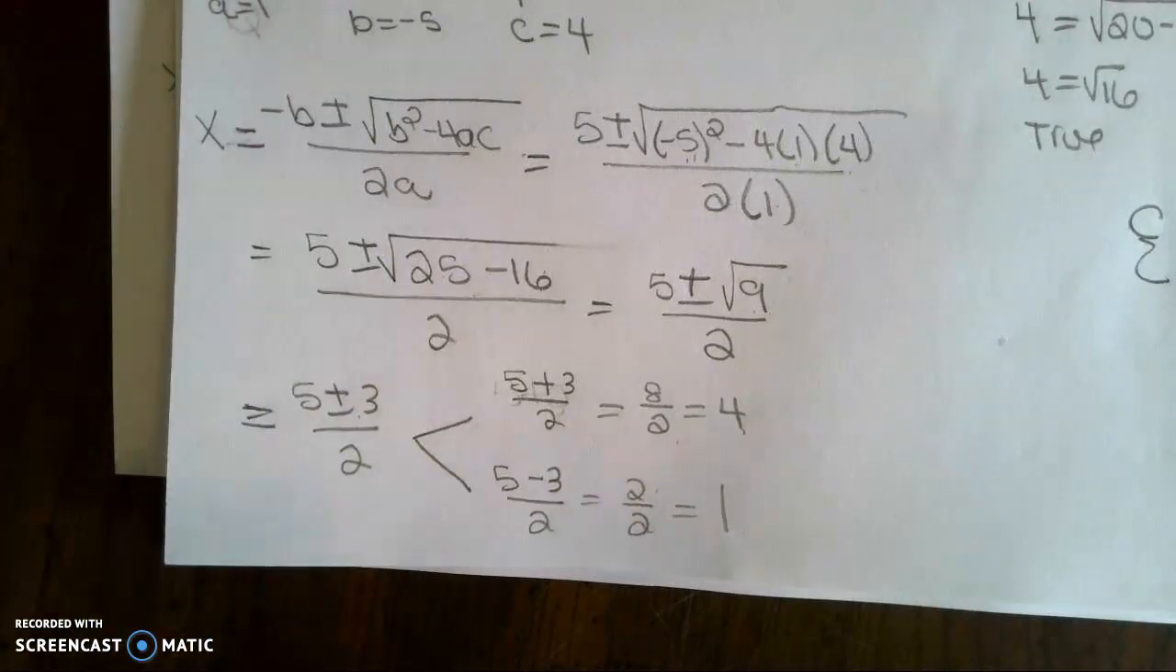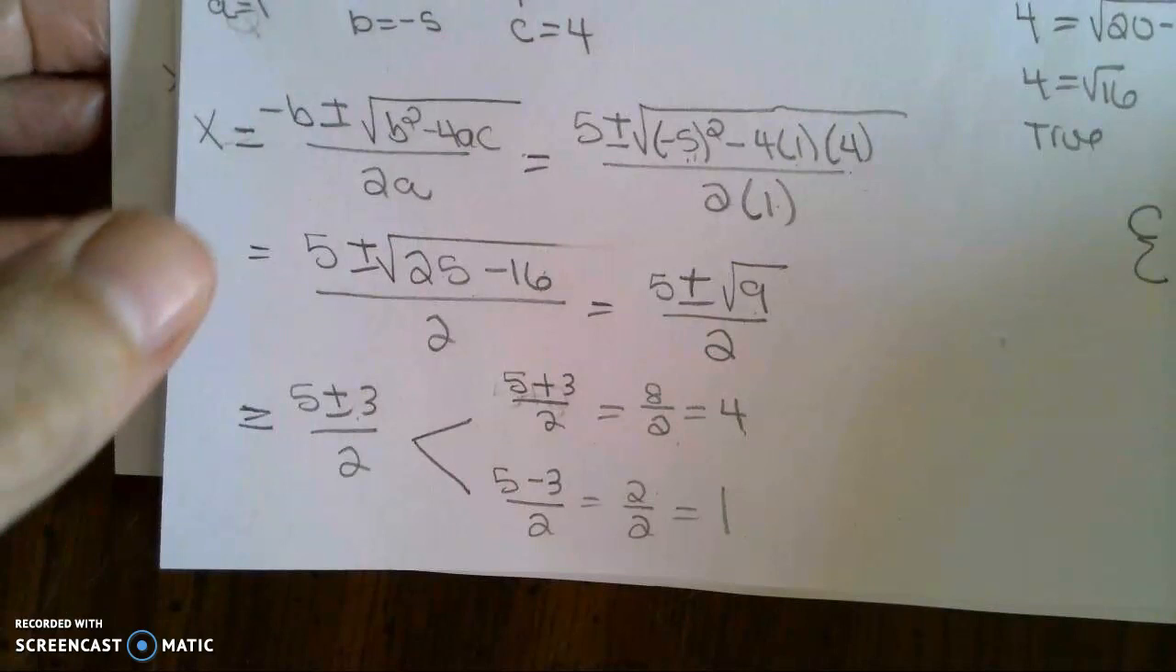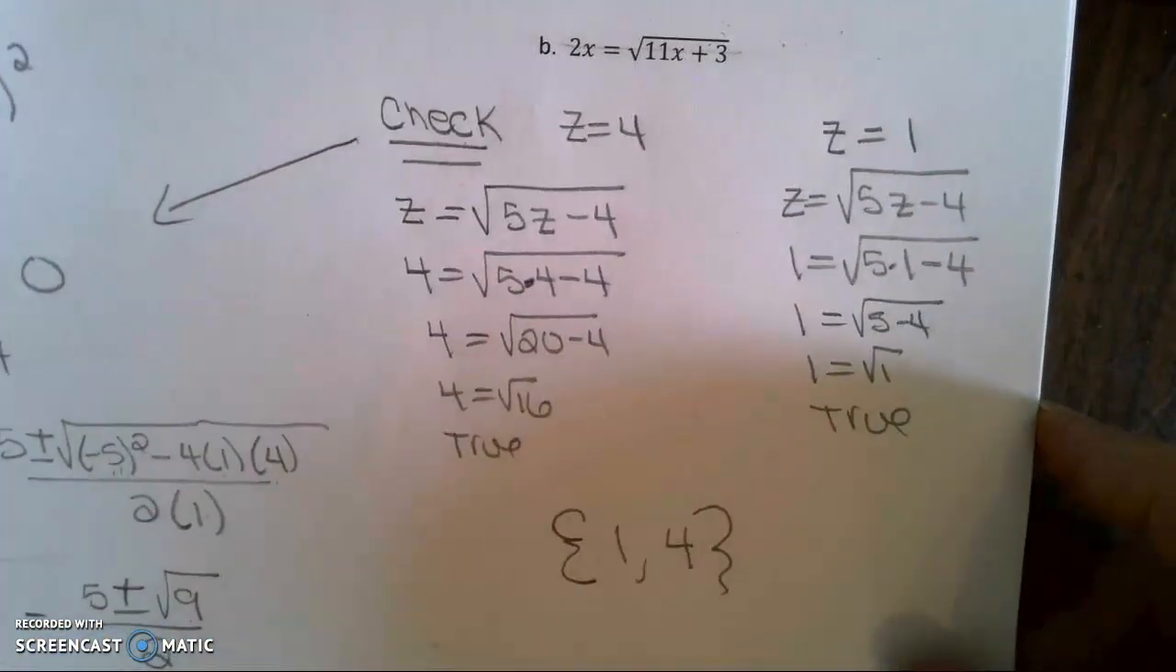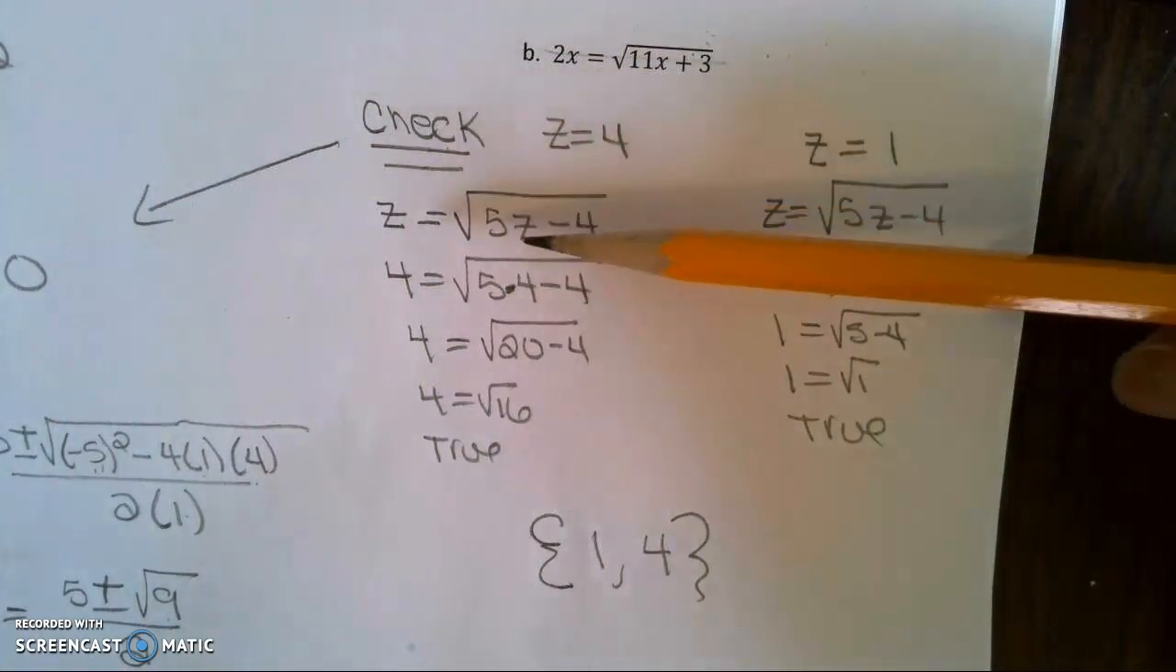And again, whenever you have a radical and you square it, you sometimes end up with extra answers, so you always want to check your answers. So I checked it up over here. I checked the two results, 4 and 1. 4 worked. Again, I plugged in 4.